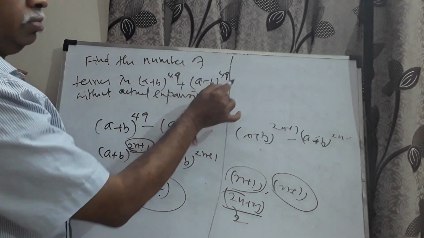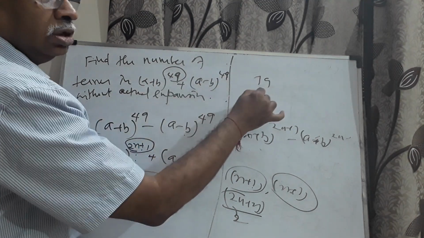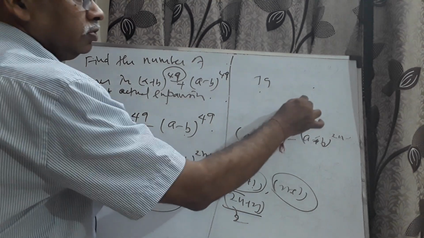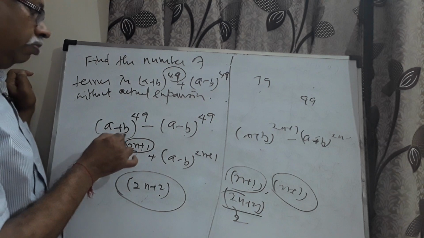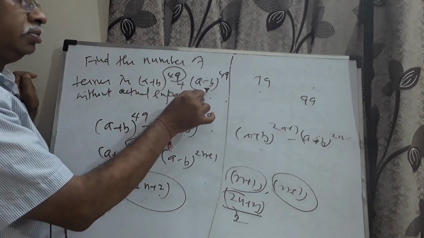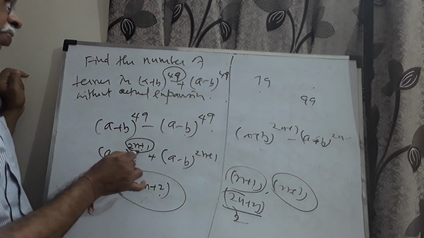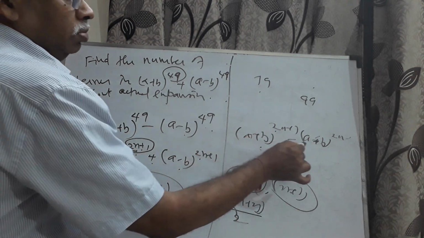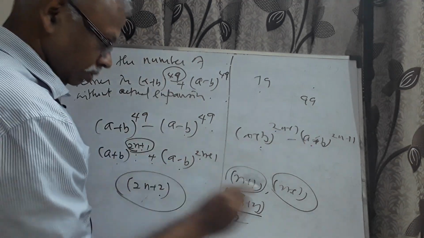For power 49, 49 plus 1 by 2 gives 25 terms. If the power is, let us say, 79, 79 plus 1 is 80, 80 by 2, so 40 such terms are there. If it is 99, 99 plus 1 is 100, 100 by 2, so there are 50 terms in the expansion, whether it is (a plus b) power 99 minus (a minus b) power 99, or plus. Therefore, in general, for (a plus b) power 2n plus 1 plus or minus (a minus b) power 2n plus 1, the number of terms can be found without expansion.